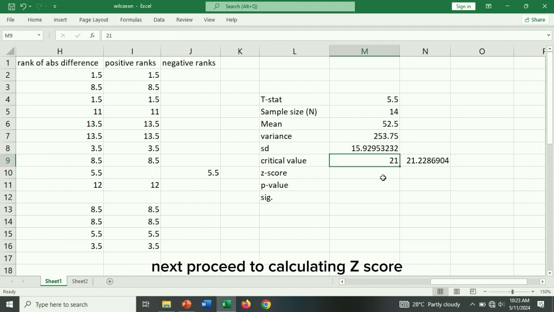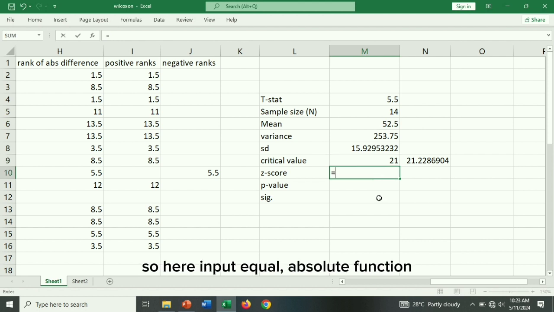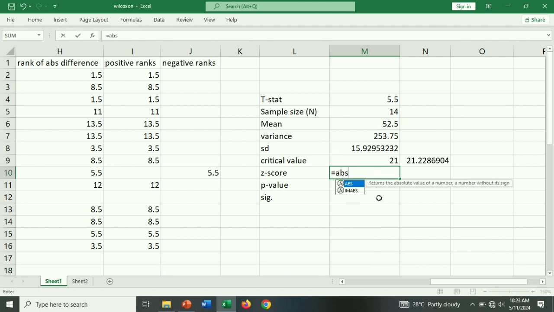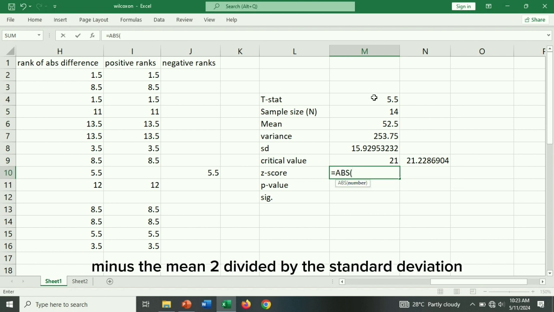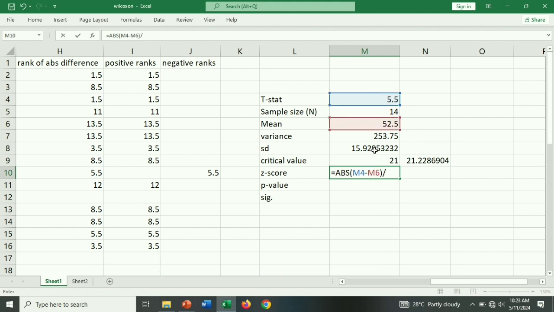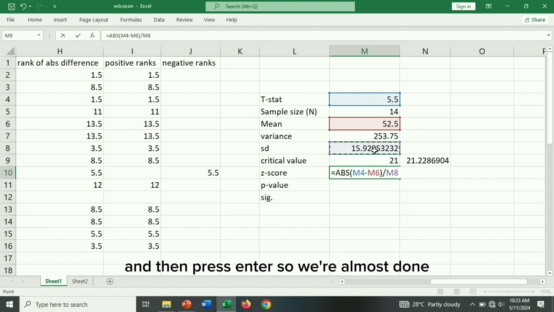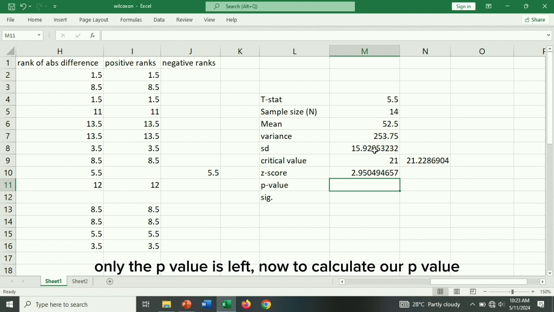Next, proceed to calculating the z-score. Here, input equal, absolute function, our test statistic minus the mean, divided by the standard deviation, and then press enter. So, we're almost done. Only the p-value is left.